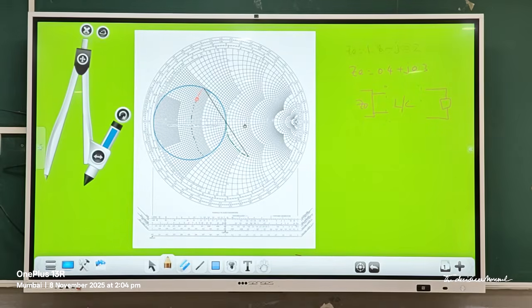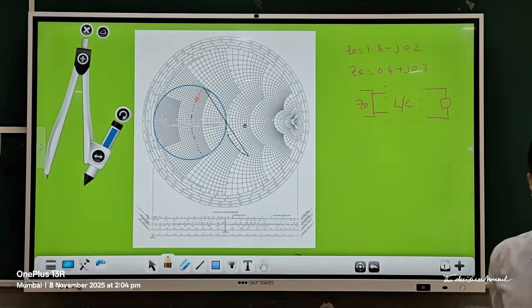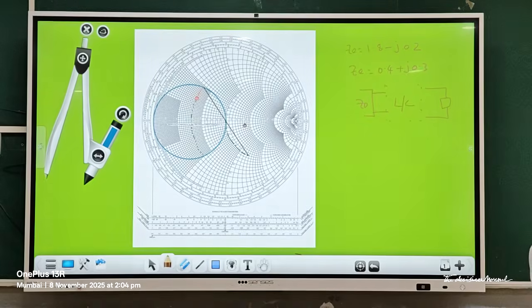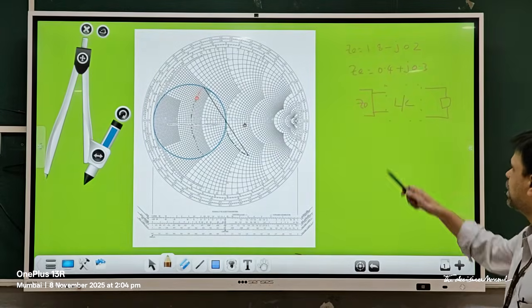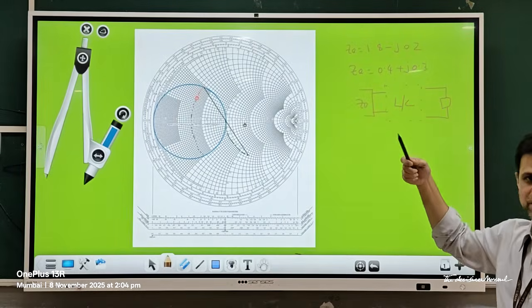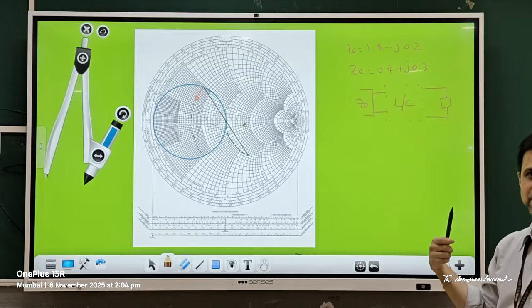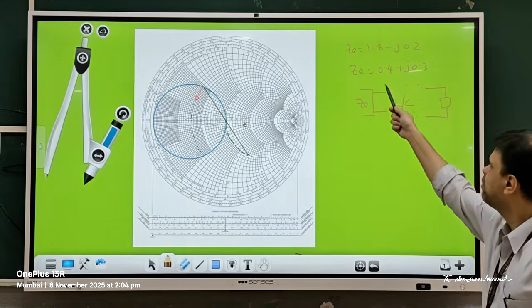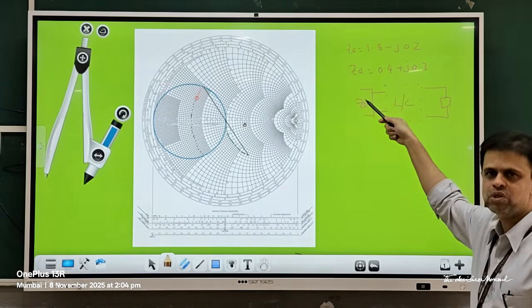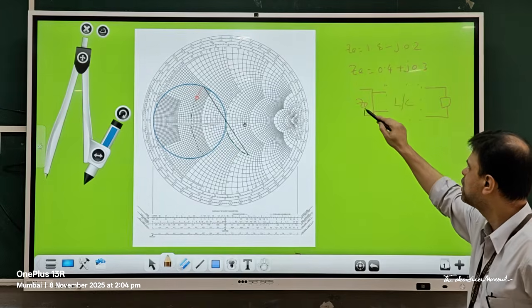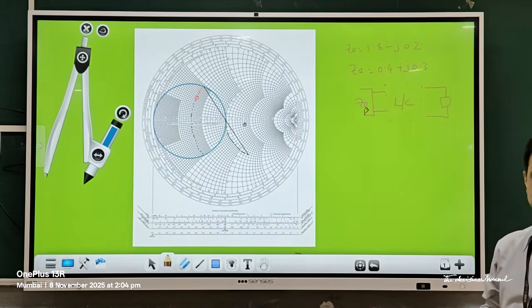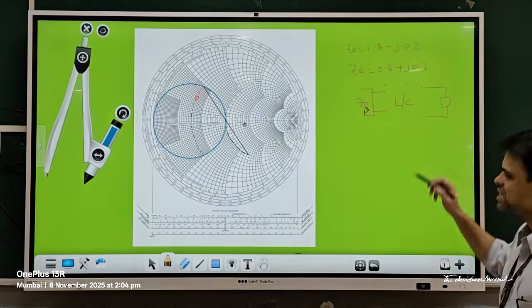Now we will start the matching using the LC sections. Earlier, we had a transmission line where the load is connected. Similarly, in that case also, we can have a transmission line section having a characteristic impedance Z0 and propagation constant beta, to which a load is connected.